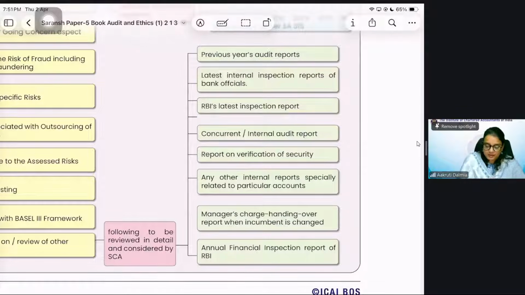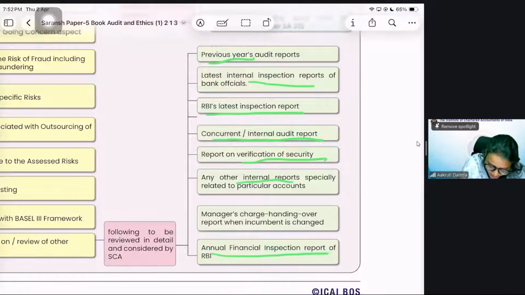on advances. So previous year audit report, latest internal inspection report, RBI's latest internal inspection report, concurrent internal audit report, report on verification of security, any other general internal report. Annual final inspection report by RBI. And last, manager's charge handing over report.